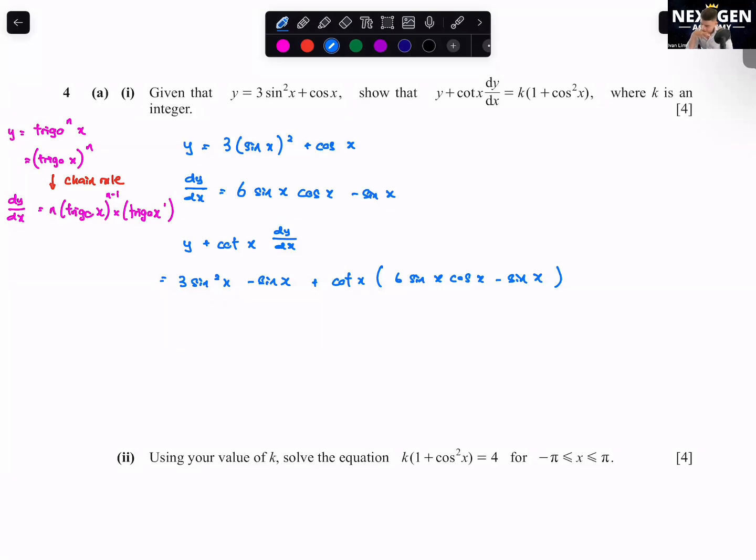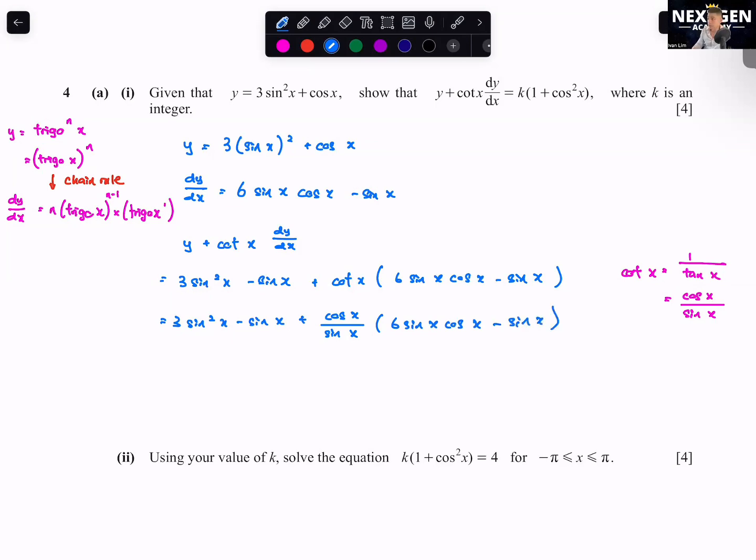Okay, what do we do here first? How to simplify this? What's the next step? Sine square x, sine x, cot x, sine x, cos x, sine x. Okay, we have to see over here, at the end, we only want cos square x. Got one odd one out, which is this cot. What is cotangent x? Cotangent x is 1 over tangent x, which can be written as cos x over sine x, because tangent is sine over cos. Okay, so we replace that with cos over sine first. 3 sine square x minus sine x plus cos x over sine x, 6 sine x cos x minus sine x.